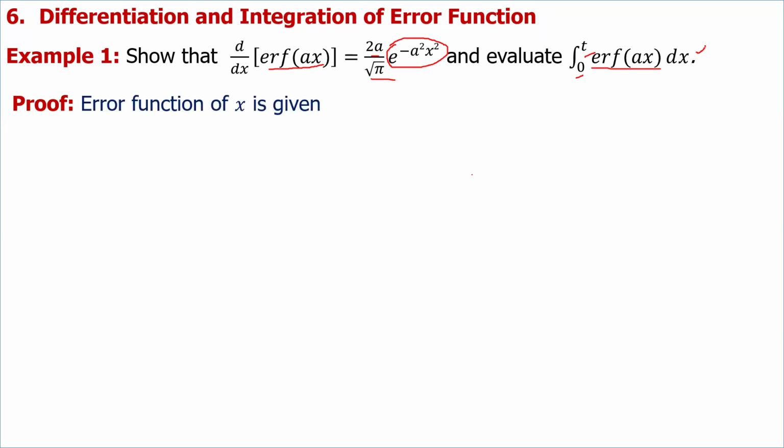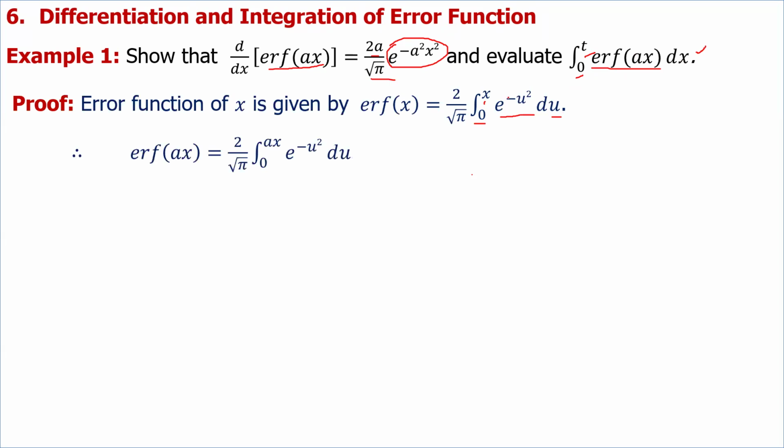We know that error function of x is equal to 2 upon root pi, under the limit 0 to x, of e to the power minus u square du. Let us consider if we replace x by ax, then error function of ax is equal to 2 upon root pi, 0 to ax. Only this part will change. The limit 0 to x will become 0 to ax, e to the power minus u square du.